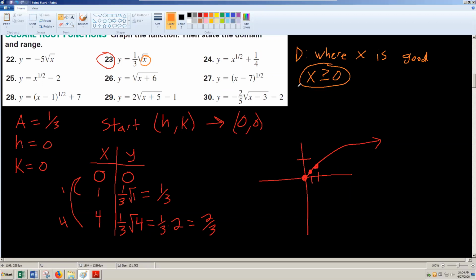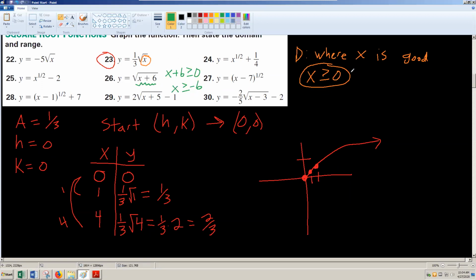Now, sometimes we'll have to do a little bit of work. So I'm just going to show you another example here. If I were looking at the domain here, I would set x plus 6 greater than or equal to 0, and then I would solve. So I would get an answer of x is greater than or equal to -6. Again, that's for number 26 here, but just showing you that my domain can be different. Does that make sense?